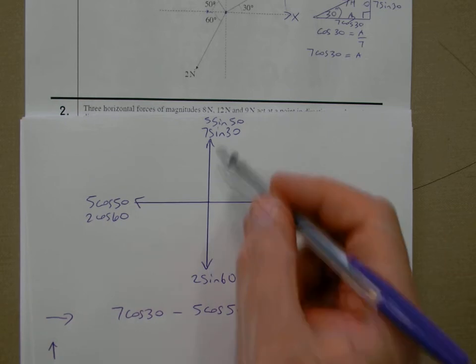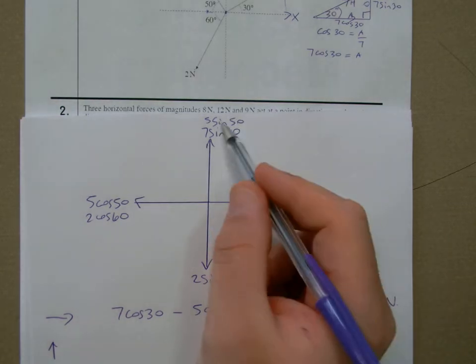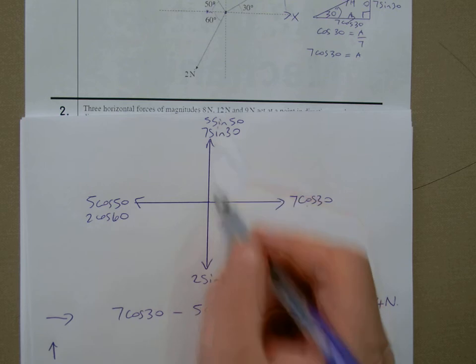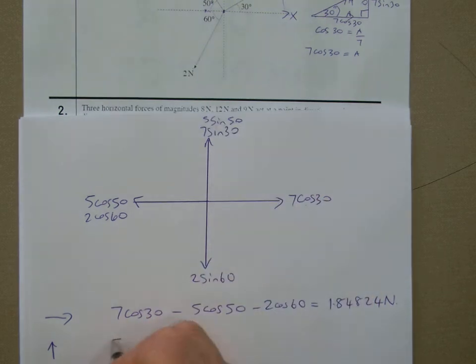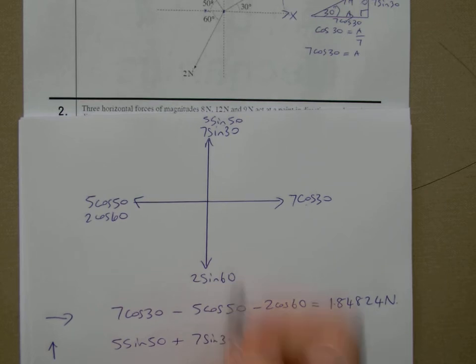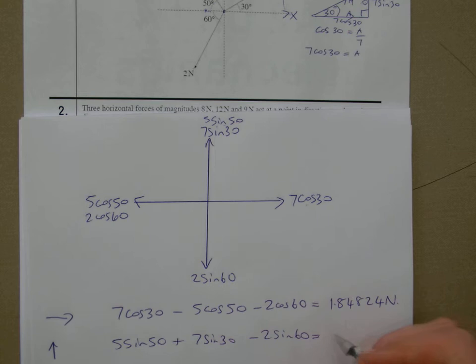Now it's important to have some decimal places there, so I've gone to 5 decimal places, so we have accuracy in our answer. Now when we resolve in the y direction, we've got the 5 sine 50, plus the 7 sine 30 going that way, and then opposing it is the 2 sine 60. Okay, so I'll type that into my calculator. And I get my answer to be 5.59817, to 5 decimal places.